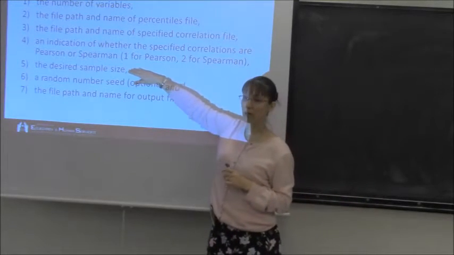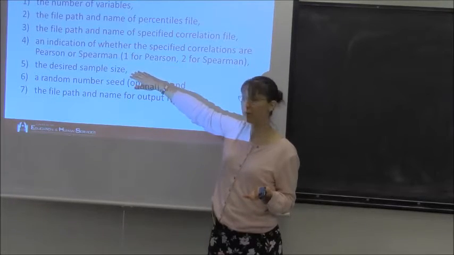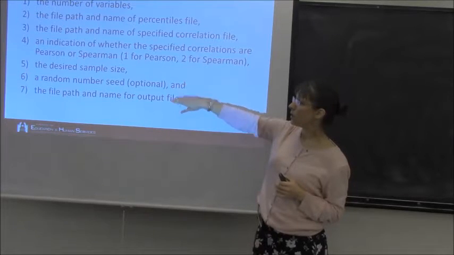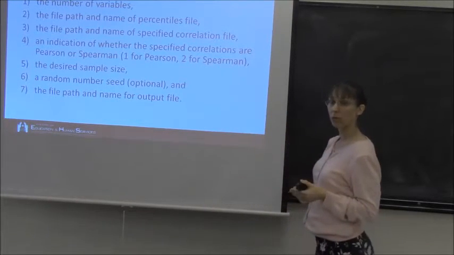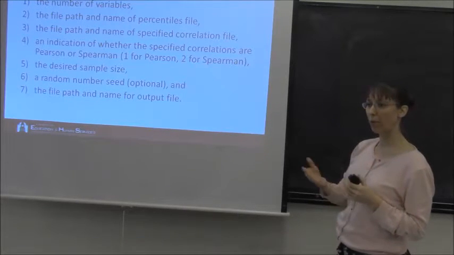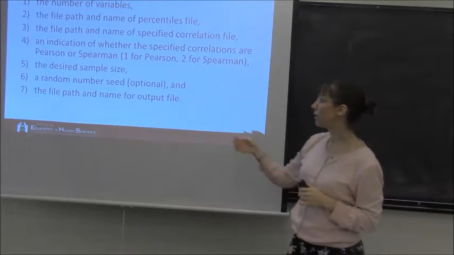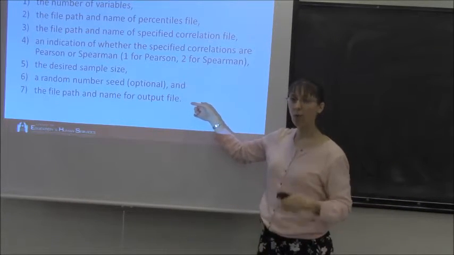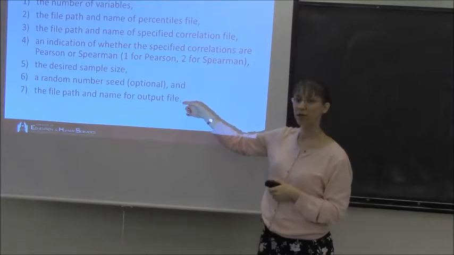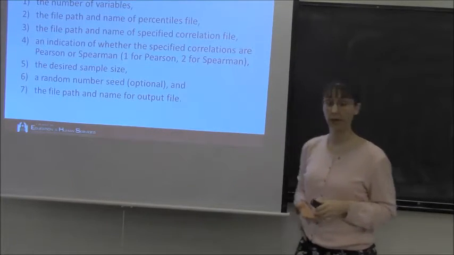We also need to tell it our desired sample size. Do we want a sample size of 25? Do we want a sample size of 750? We have to tell it exactly what we want. We also need to give it a random number seed. That's optional. If you don't provide the random number seed, this will still work. The problem is that you will not be able to exactly replicate what you just did. I'll show you that in a moment here. And then finally, we want it to simulate this non-normal data, so we have to tell it the name of the file in which to put that data.